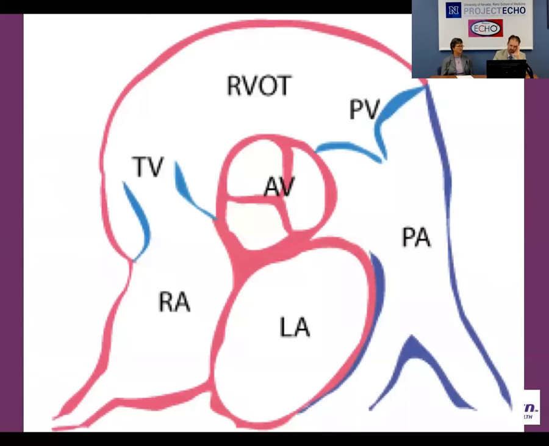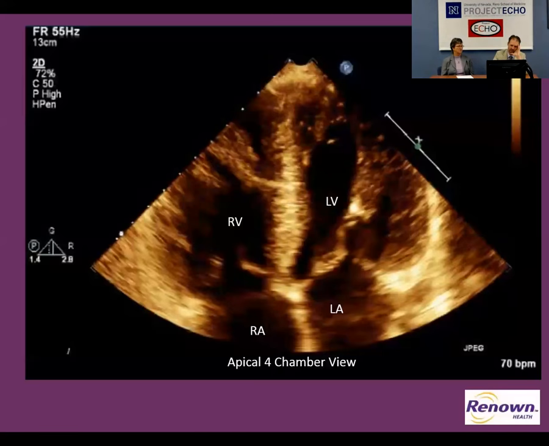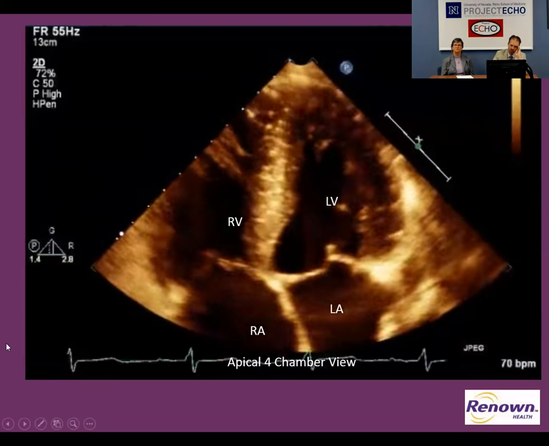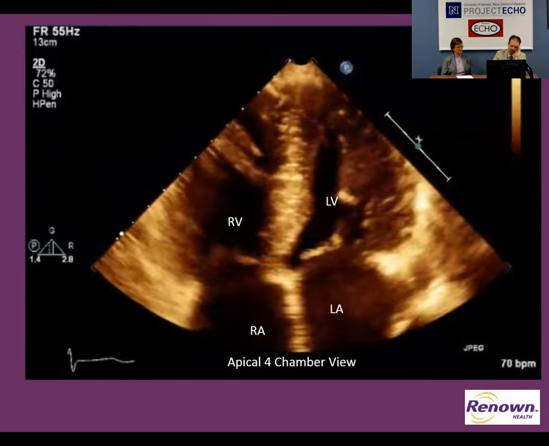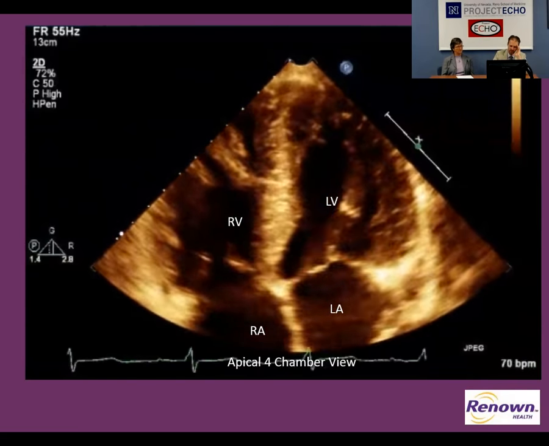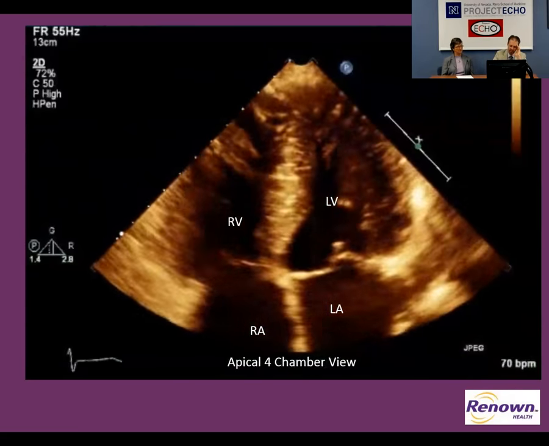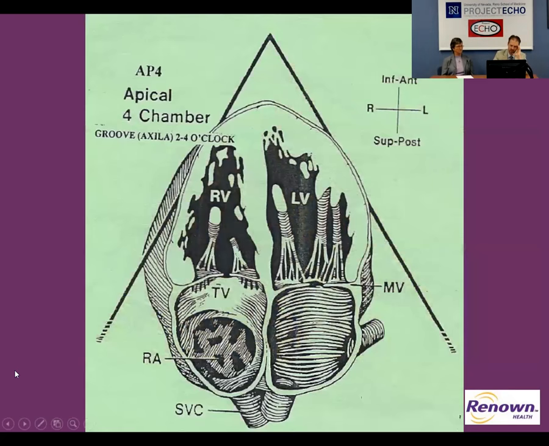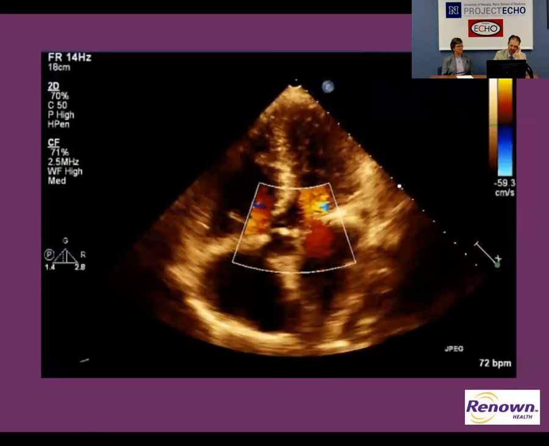There's another view of the same thing in a cartoon format. And then you have an apical four-chamber view. And as you see, it's labeled left ventricle, left atrium, right ventricle, right atrium. Same idea with those flashcards.